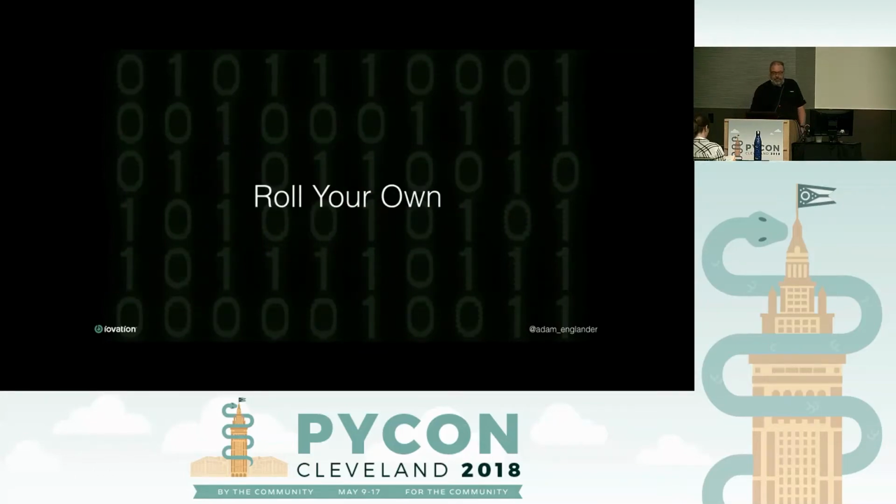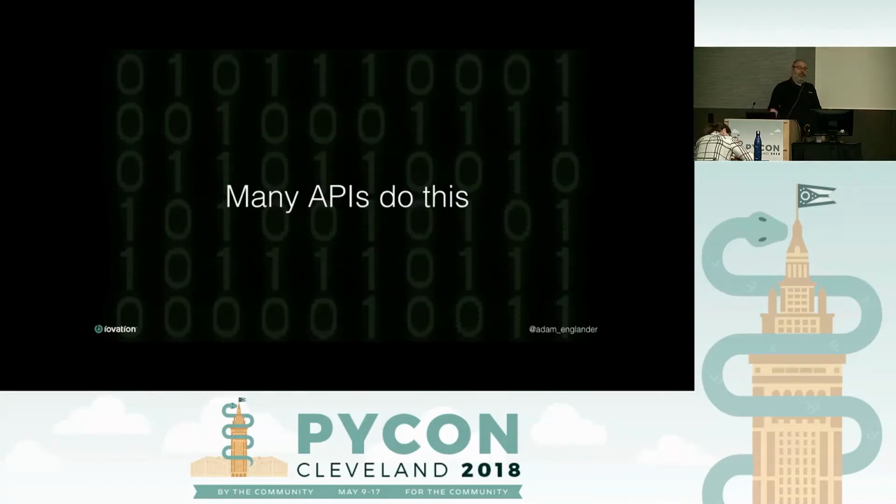What most people do is roll your own, right? A lot of APIs do this. A lot of APIs roll their own. Even APIs that claim to use OAuth. If you've ever used the Twitter API, you've seen that it's OAuth plus, right? They add a bunch of extra junk in there that's poorly documented, that you have to have things in a particular order or nothing works.